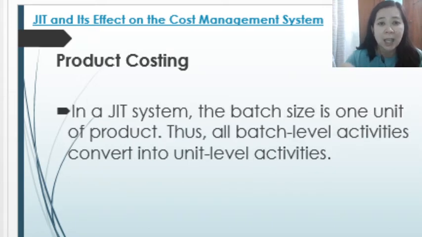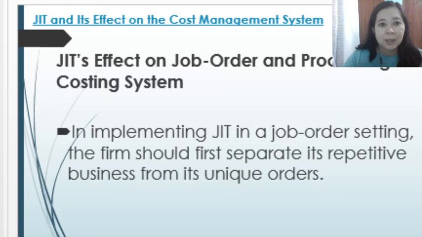So in a JIT system, the batch size is considered to be 1 unit of product. Thus, all batch level activities will now be converted into unit level activities, whereas under the traditional or ABC system, they classify it differently. Okay. What about JIT's effect on job order and process costing?